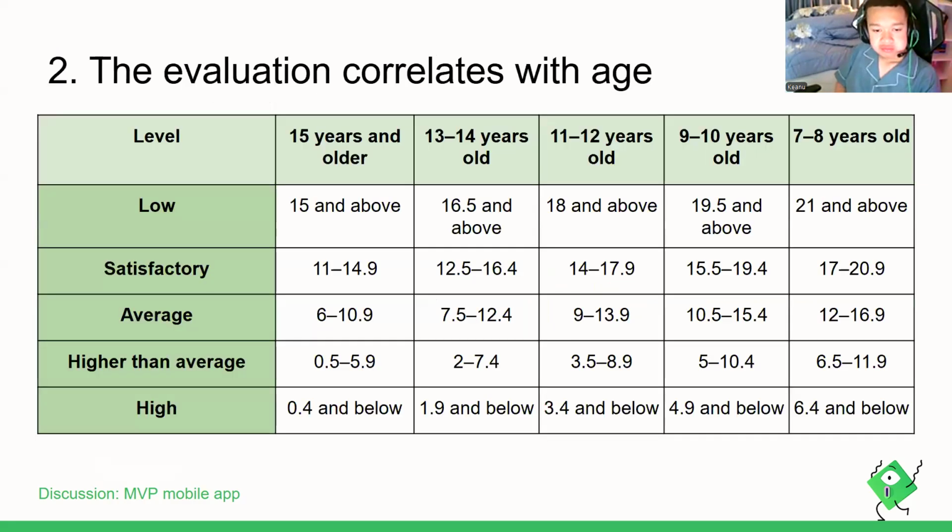Yeah, so second, it's about the evaluations correlating with age. Basically, we have the table. As you can see, for the level itself, we have low, satisfactory, average, higher than average, and high. And for the age, we have 50 years old, 13 until 14, 12 until 12, 9 until 10, and 7 until 8. So we will reference this one.